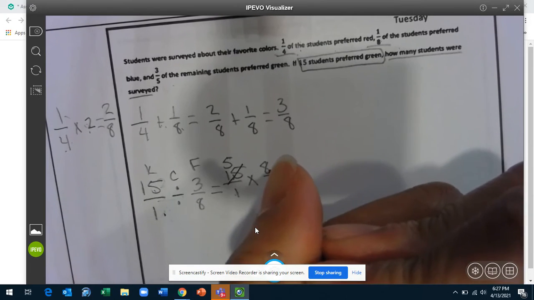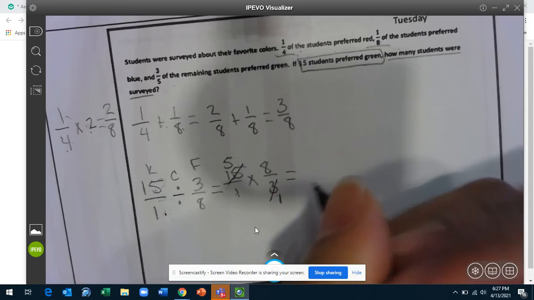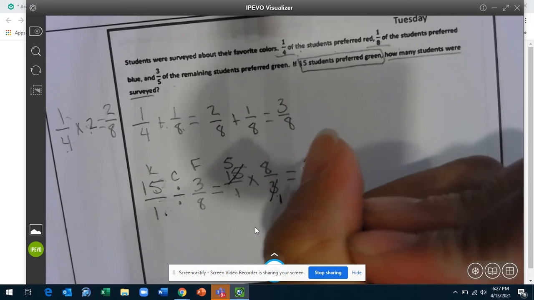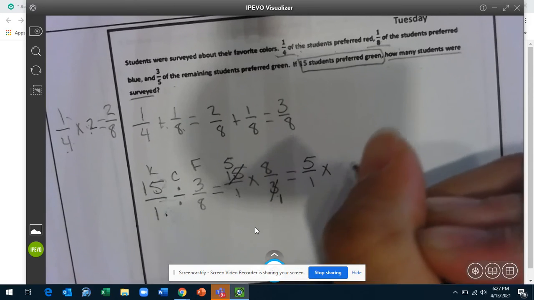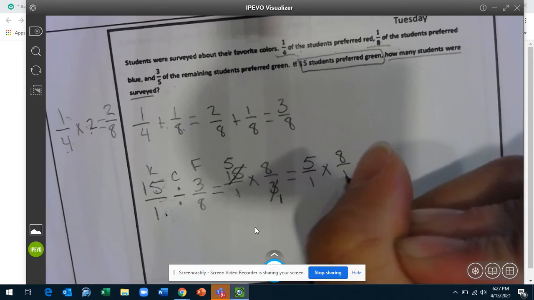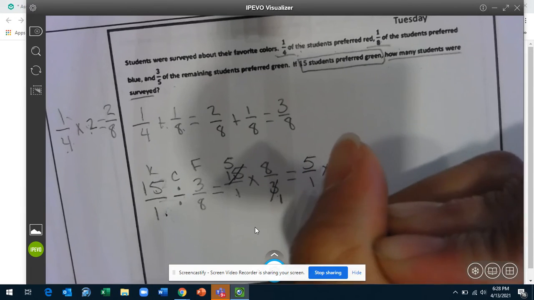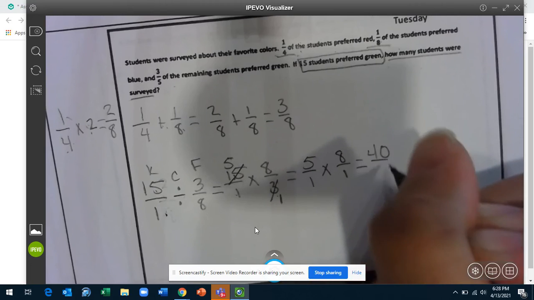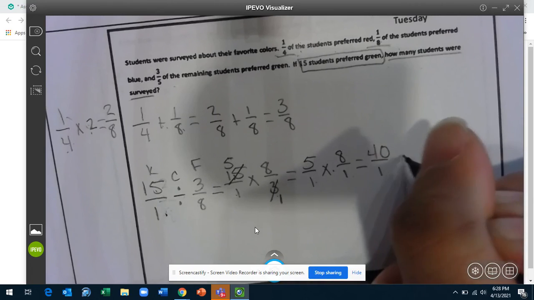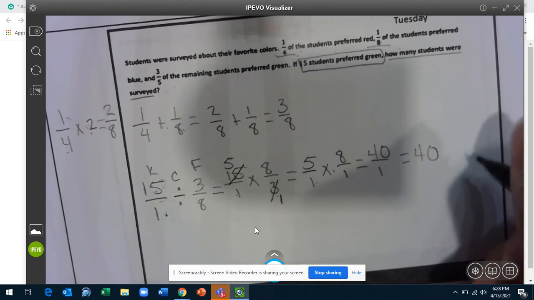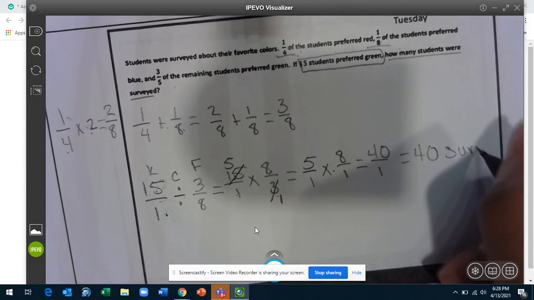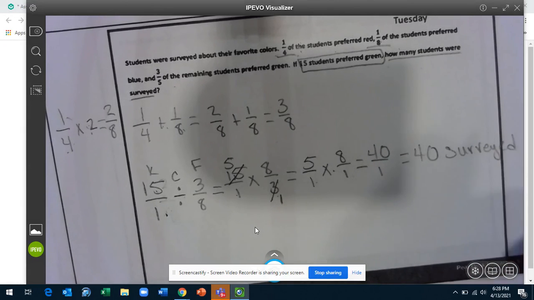Look at my B and my C. They are already simplified, so I can just rewrite the problem. So this will be 5 over 1 times 8 over 1. And 5 times 8 is 40. 1 times 1 is 1. So my answer is 40 surveyed. And that's how you do that.